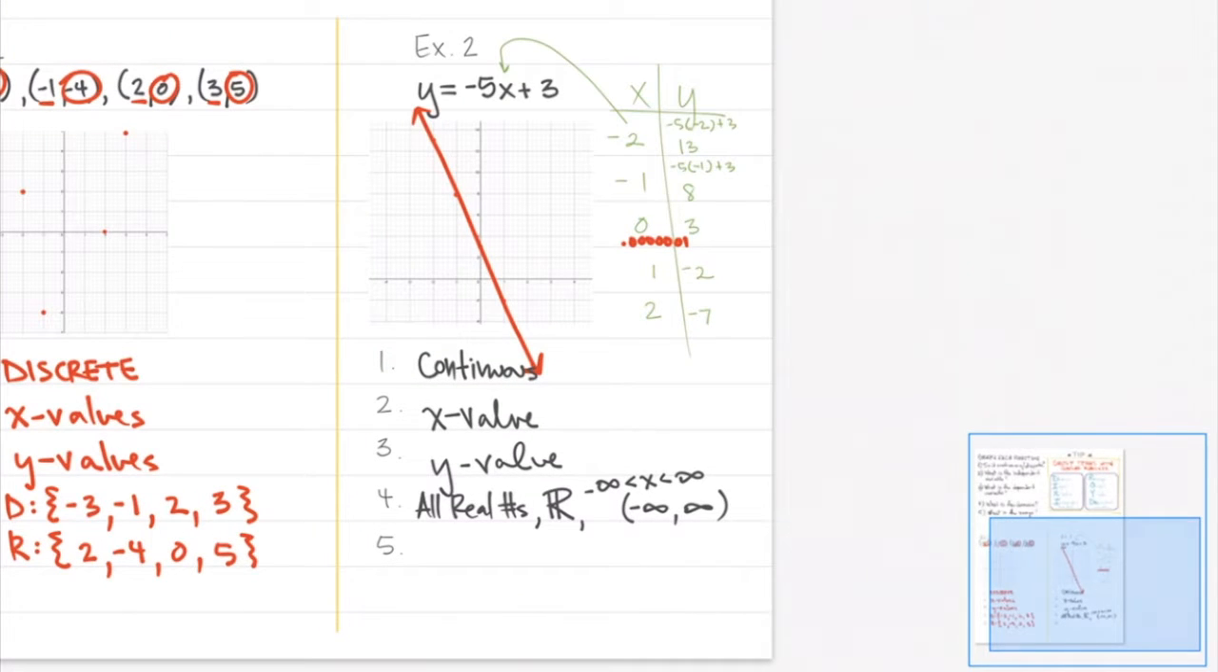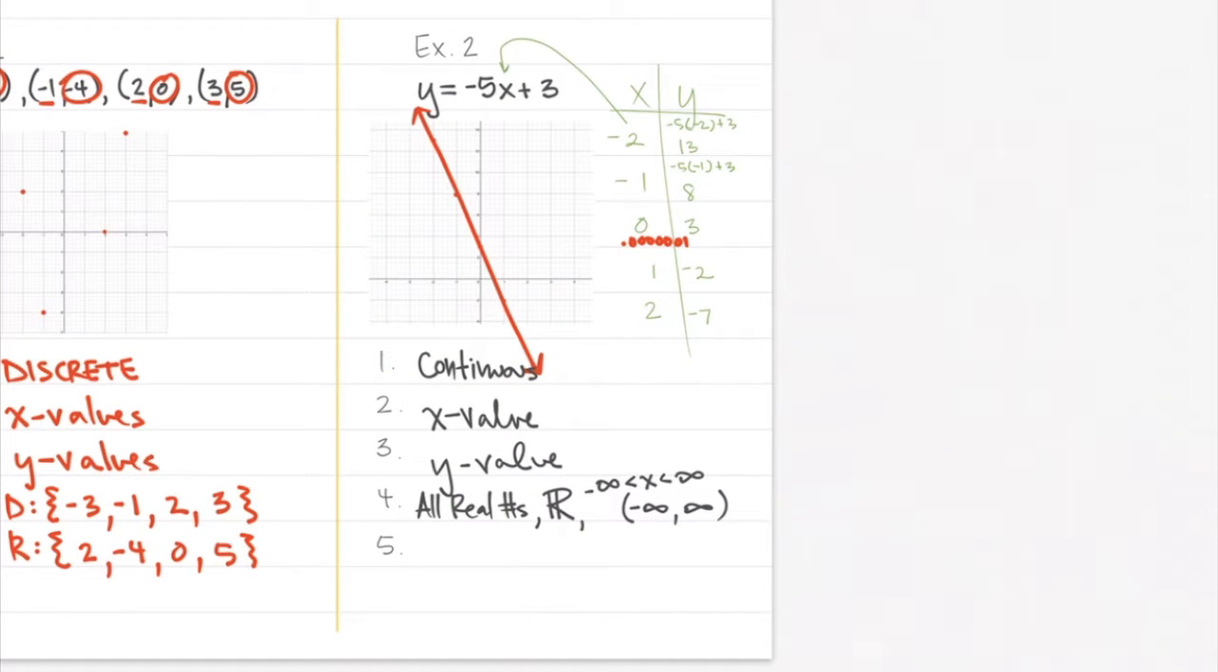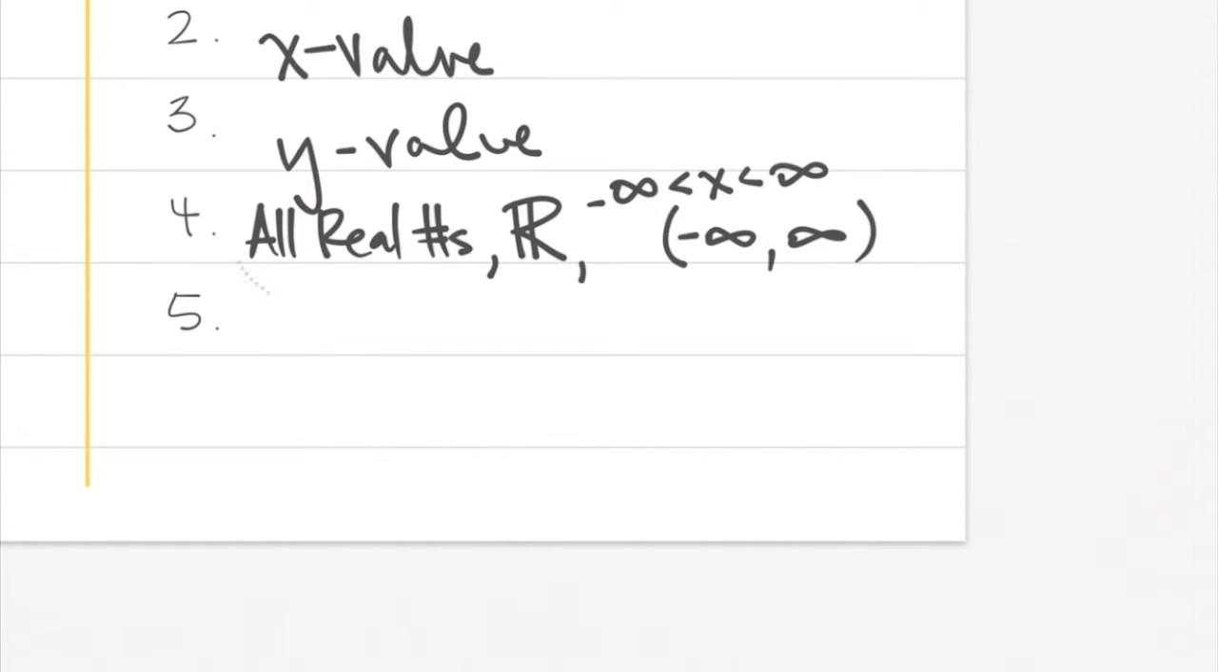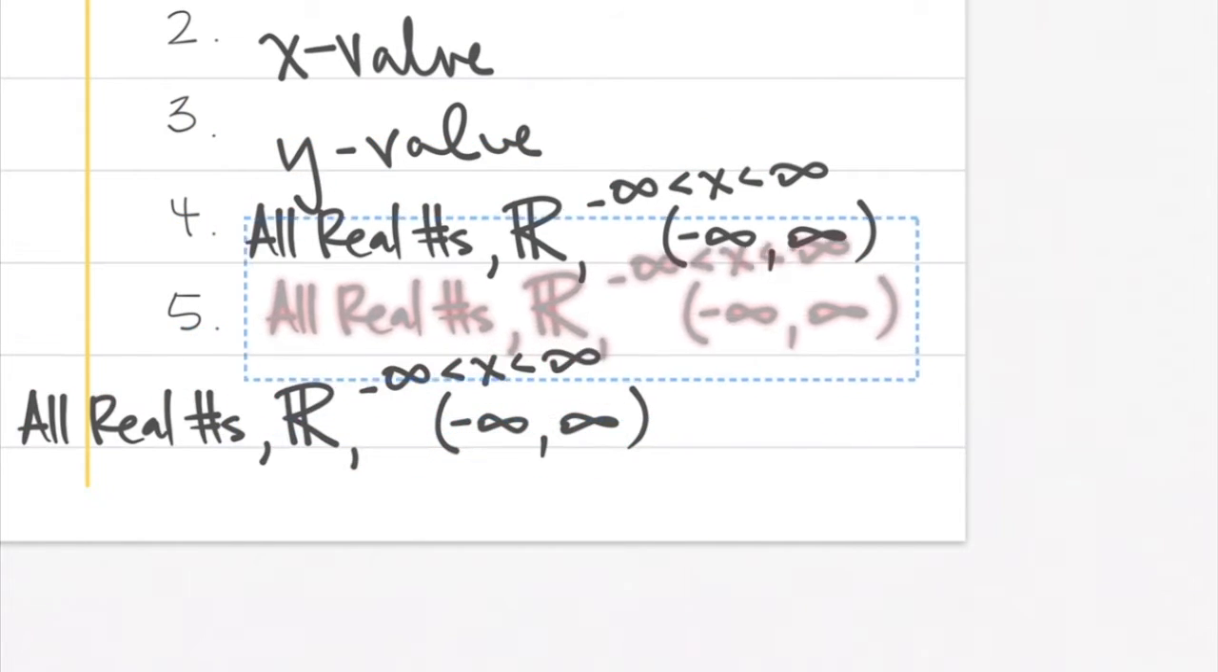Now let's look at y. Think about the y value as how high or how low the graph can go. It's going to go up forever and ever in the positive direction, and forever and ever in the negative direction. So our range is almost identical to our domain.